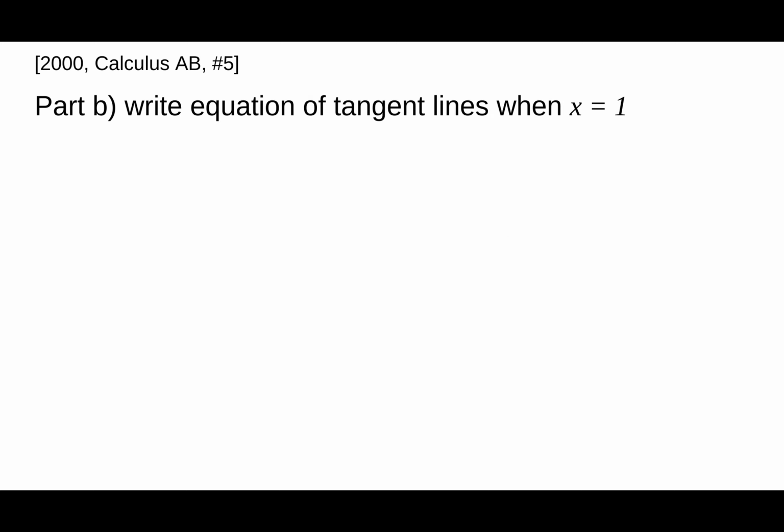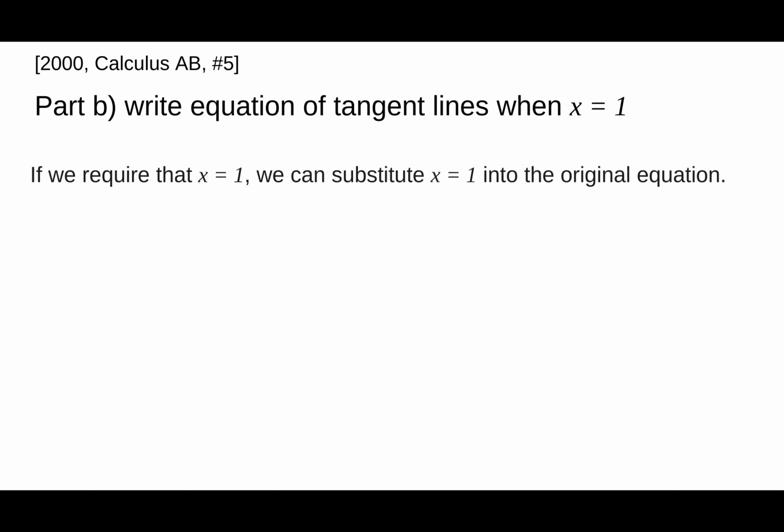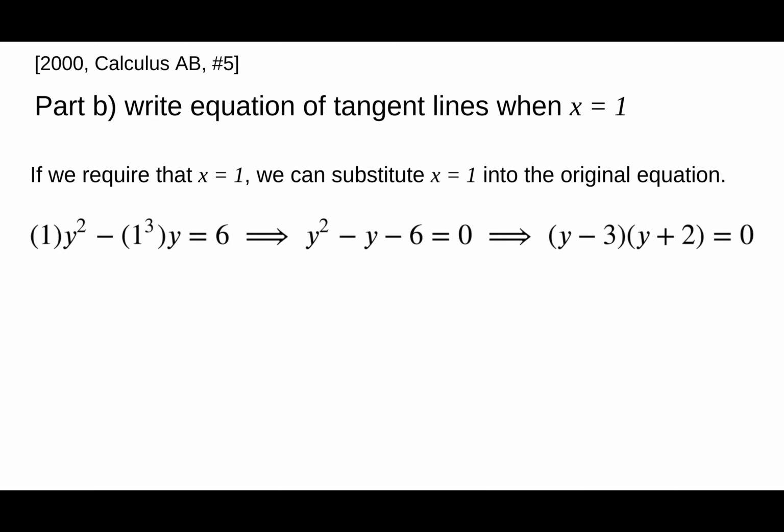For part B, we are asked to write the equation of any tangent lines when x is equal to positive 1. If we require that x is equal to 1, we can substitute x equals 1 into the original equation. This will leave us with an equation in y that we will need to solve in order to match the x equals 1 with any y coordinates that may get paired with it. So if x is equal to 1, the implicitly defined function simplifies to y squared minus y minus 6 equals 0, which is equal to (y minus 3) times (y plus 2) equals 0. And the solutions to that equation are y equals 3 and y equals negative 2.